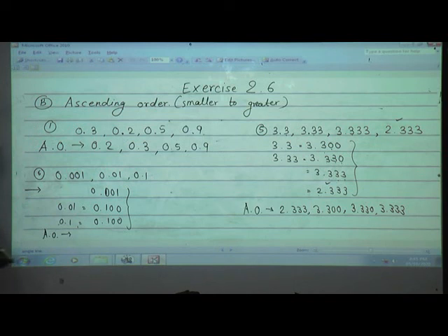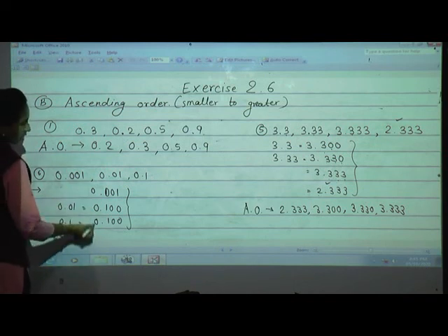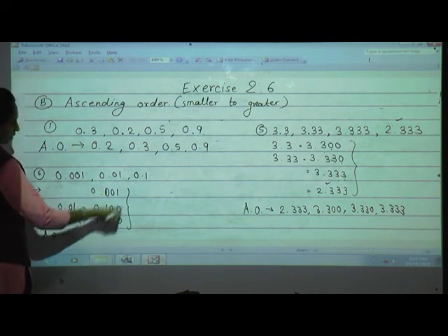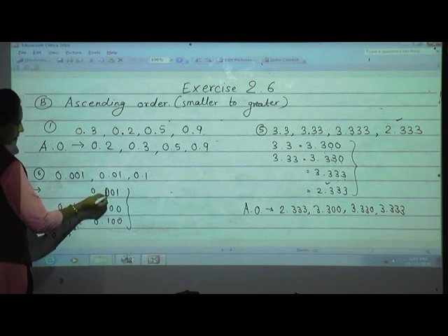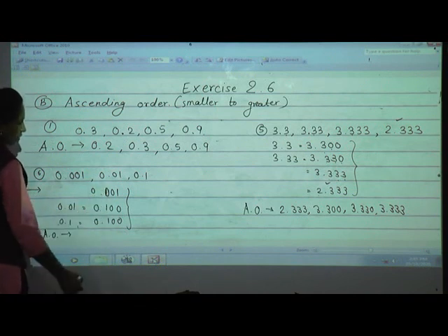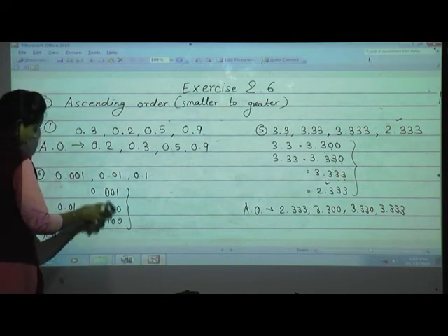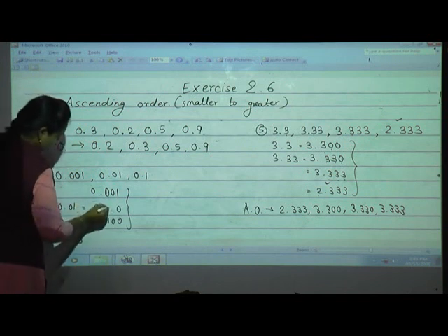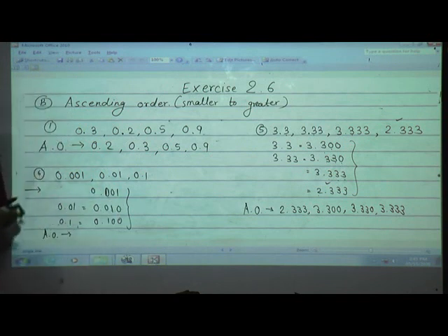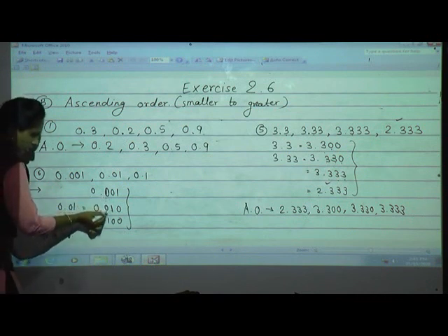Now see, in the whole number place 0, 0, 0, so go with the tens place. Now tens place 0, 1, 1. Which is smaller, student? Tell me. Sorry, here see 0.01 means 0.010. Okay. Now tens place, which is smaller? 0, 0, 1.